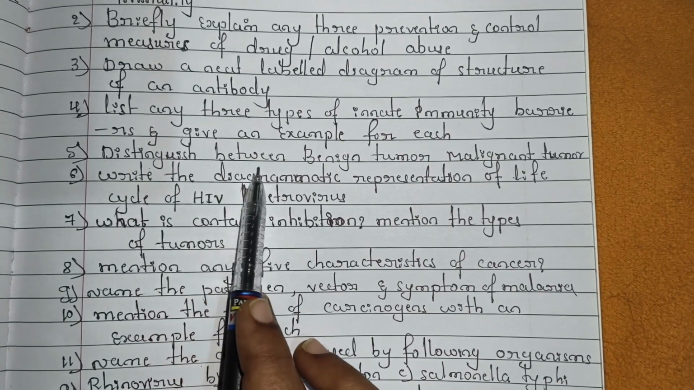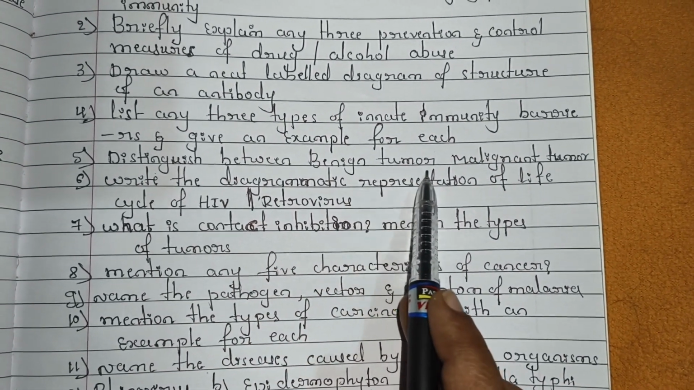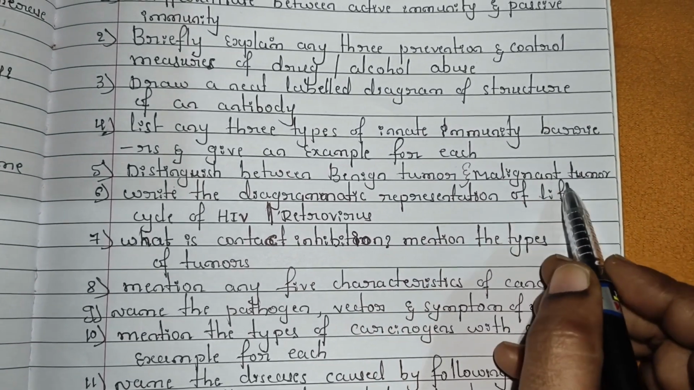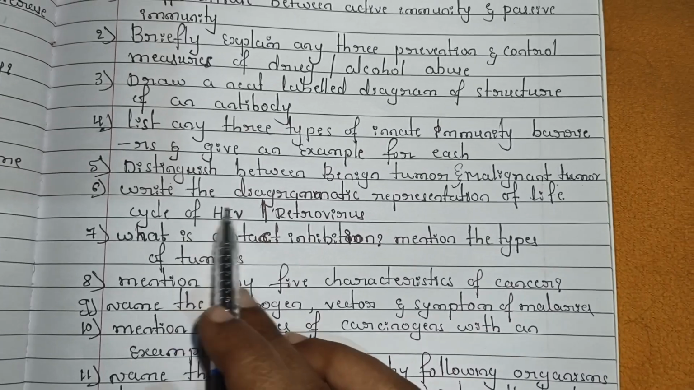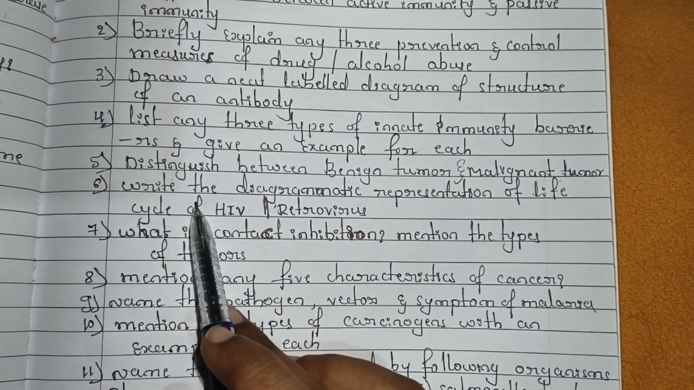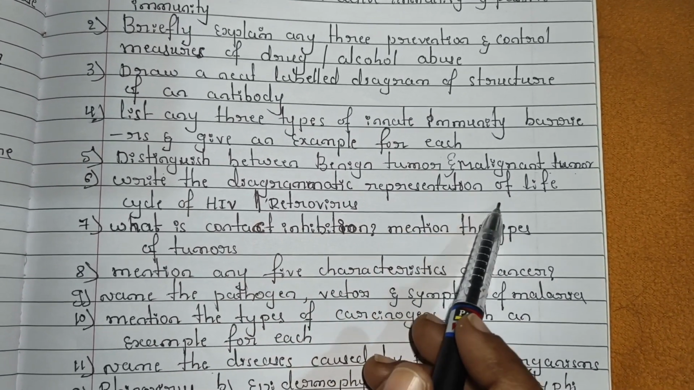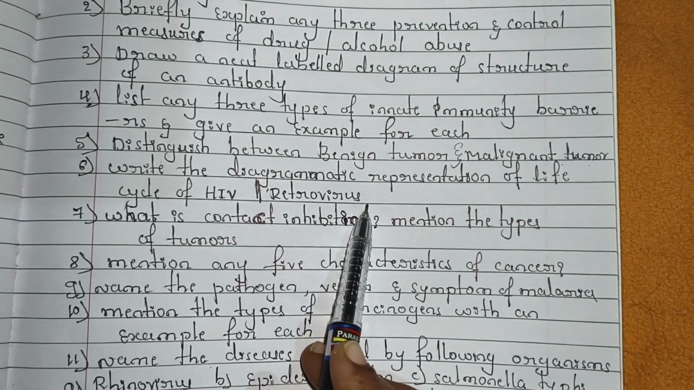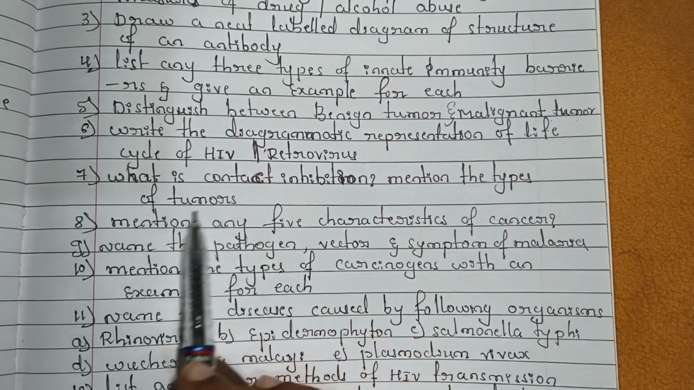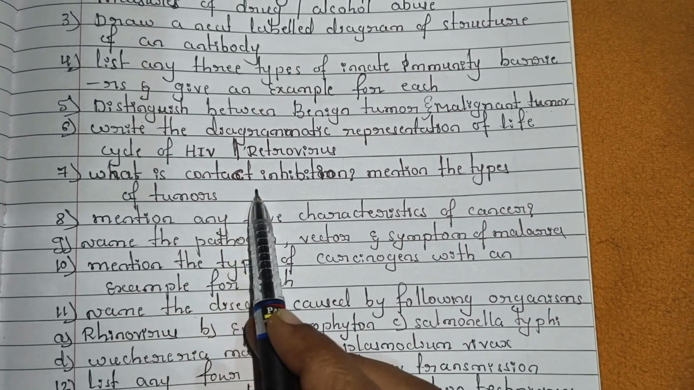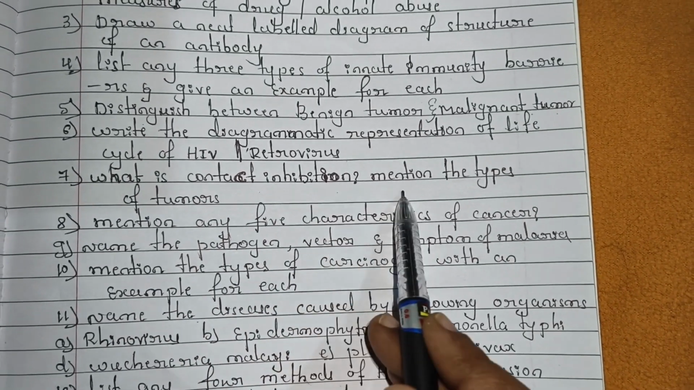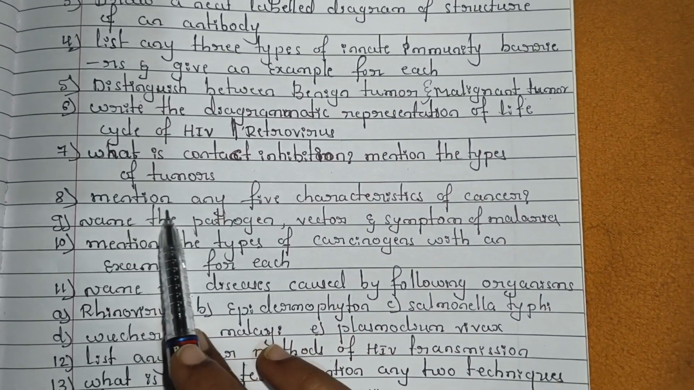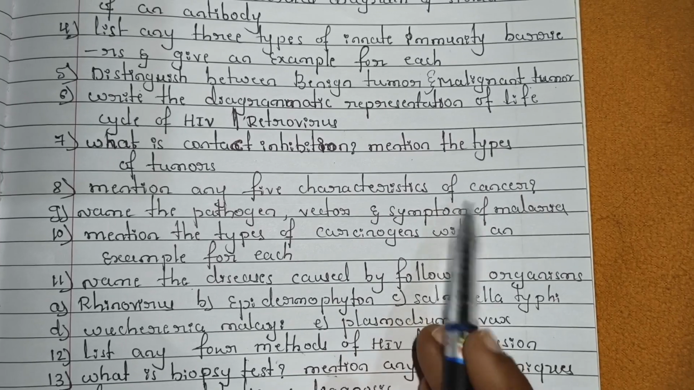Next, the fifth one is, distinguish between benign tumor and malignant tumor. You have to write the difference between both. And the sixth one is, write the diagrammatic representation of the life cycle of HIV or retrovirus. It is also most important, you have to practice it. And the seventh one is, what is contact inhibition, and mention the types of tumors. And the eighth one is, mention any 5 characteristics of cancer.